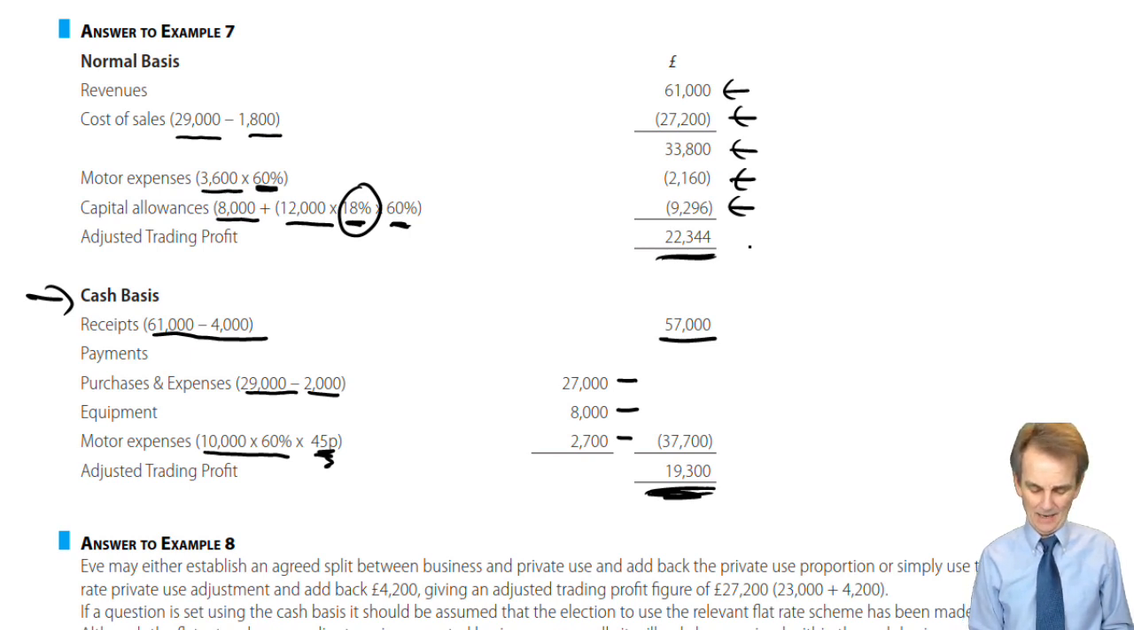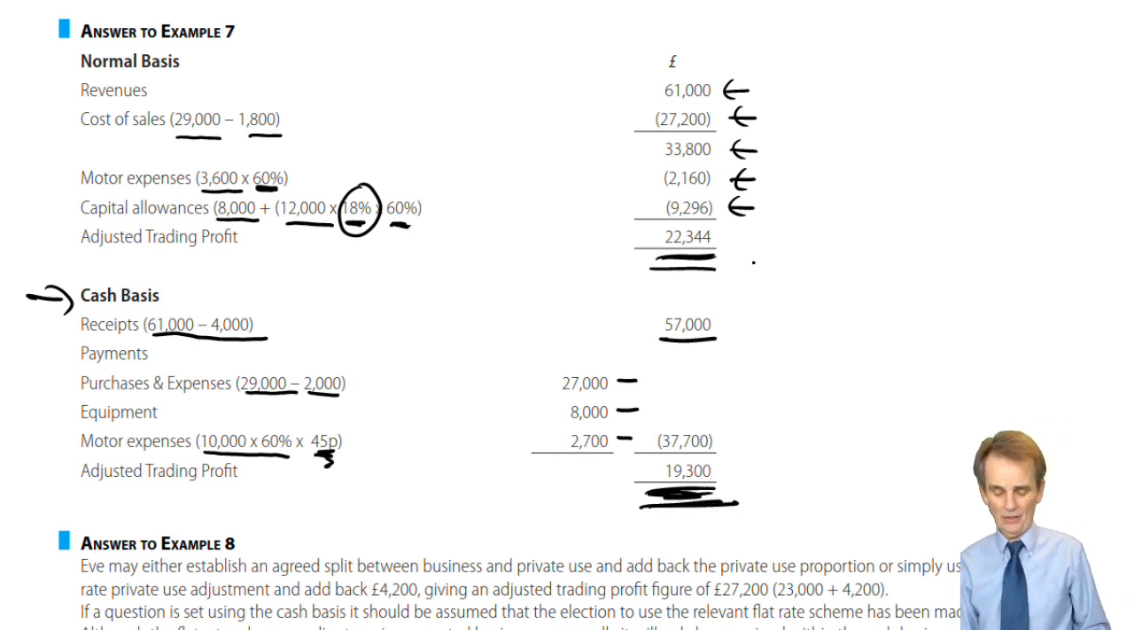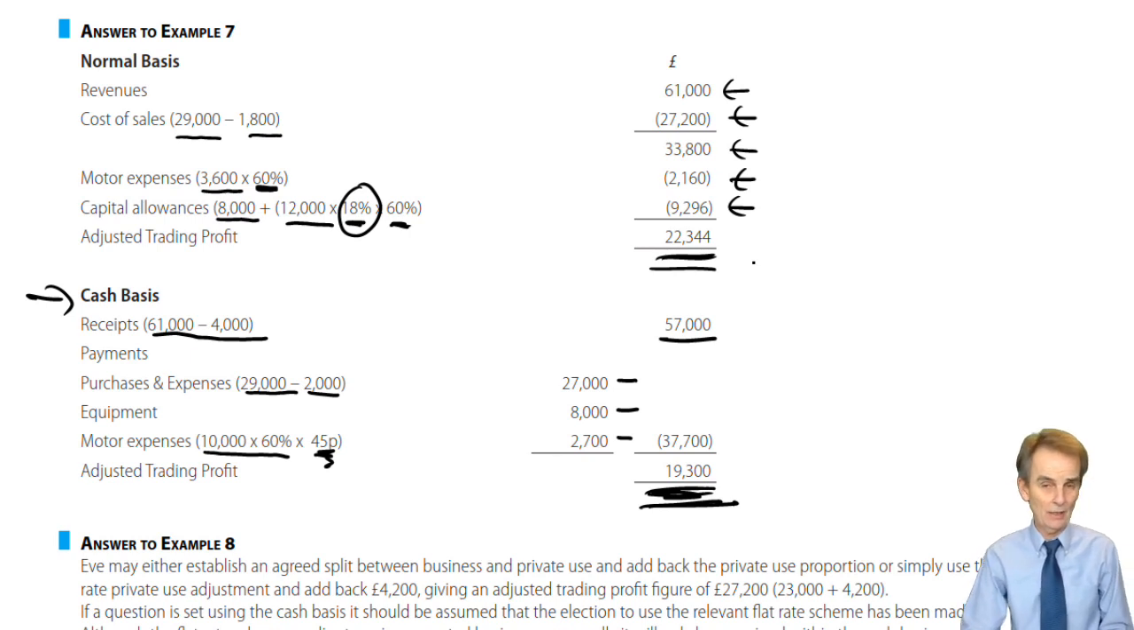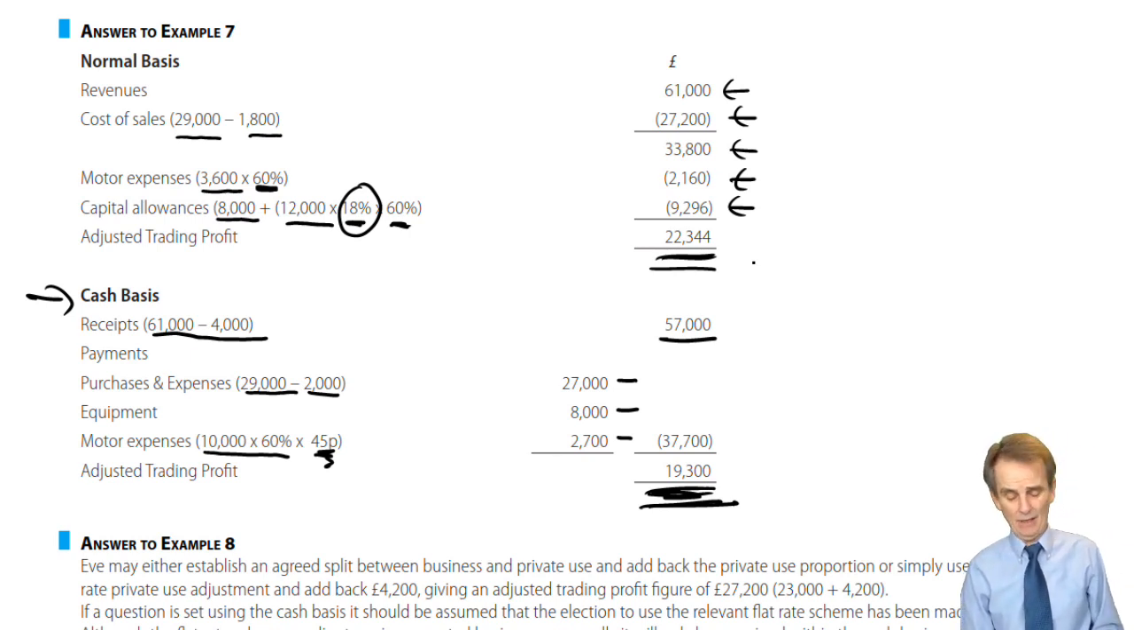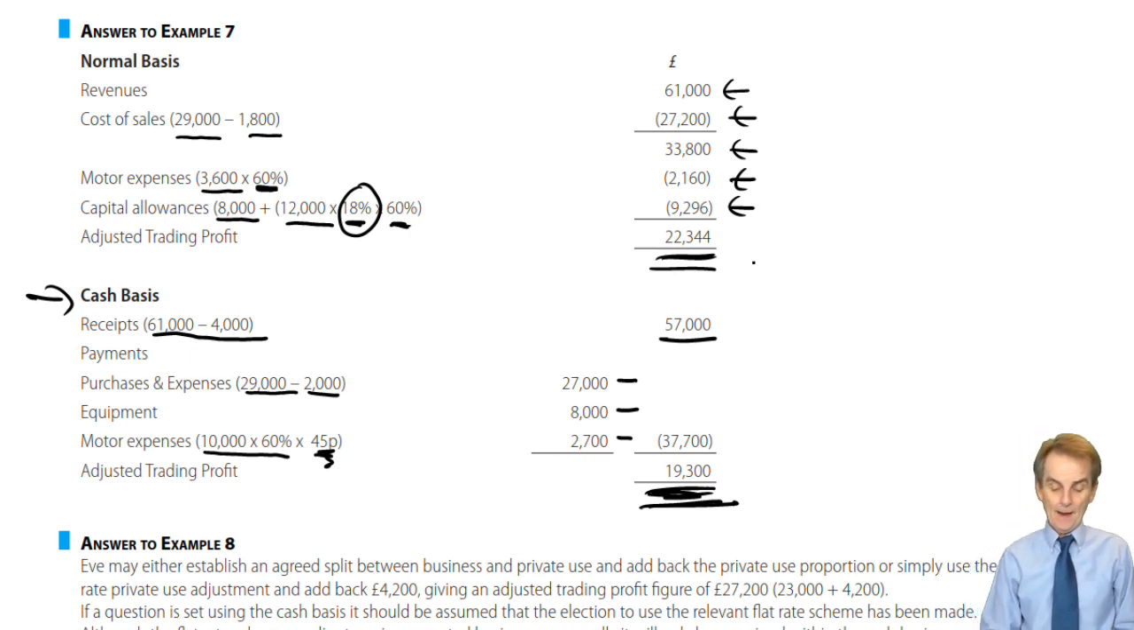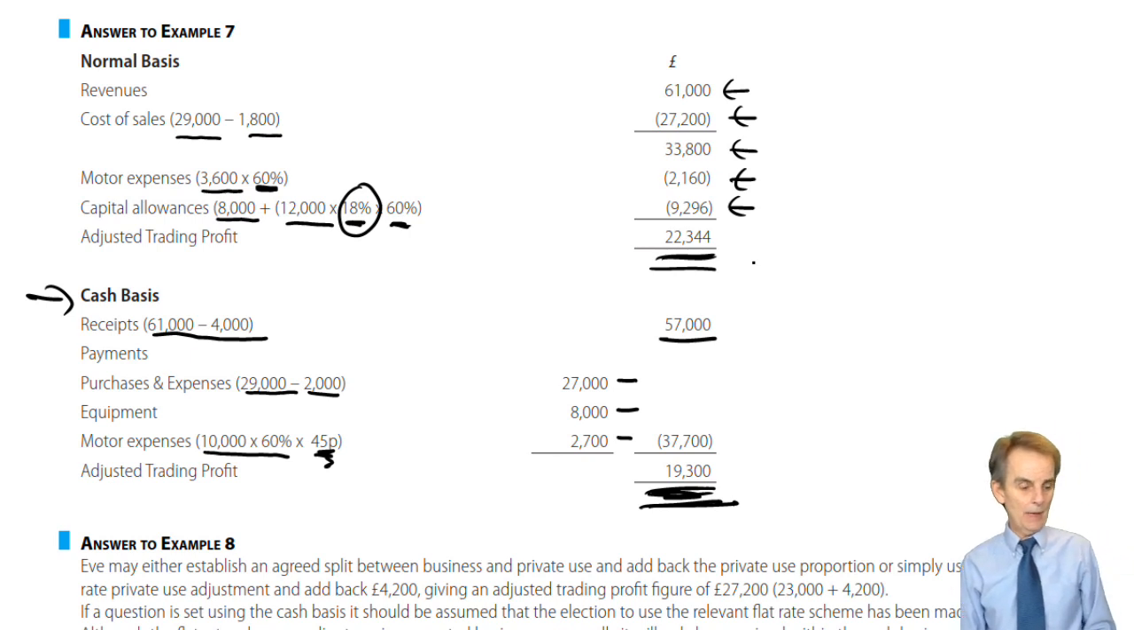Again, as you can see here, the adjusted trading profit under the cash basis at 19.3 is significantly lower than that which it would be under the normal basis, indicating at least in that period that it would be better to use the cash basis. Okay. Hopefully all okay then with the basis of that.